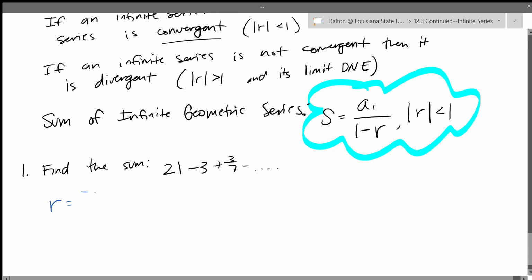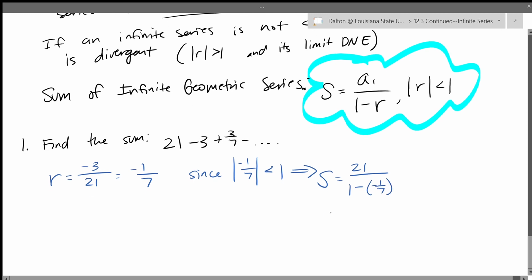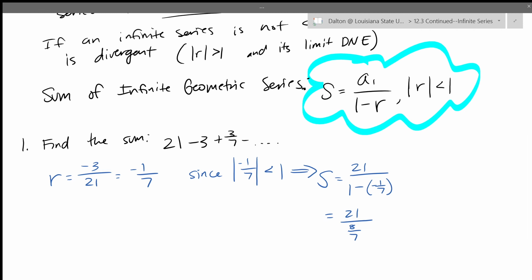In order to find the common ratio, you divide one term by the term in front of it. So I'm going to start with -3 divided by 21, which is -1/7. So since the absolute value of -1/7 is less than 1, then we can use this formula to say that the sum will equal A sub 1, which is 21, over 1 minus R. So it's going to be 1 minus -1/7, which will be 21 over 1 plus 1/7, which will be 21 over 8/7, which you could divide and then I guess convert into a fraction.